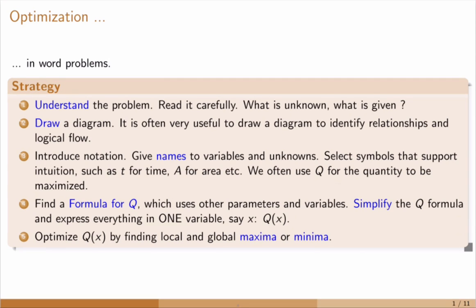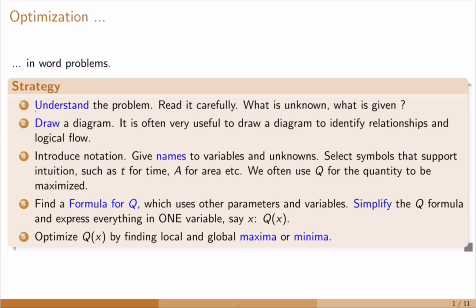This video on optimization is really all about word problems. I know, word problems can sometimes be very hard. Here I propose a little strategy which can help us to understand and to solve an optimization problem. The strategy consists of 5 points.